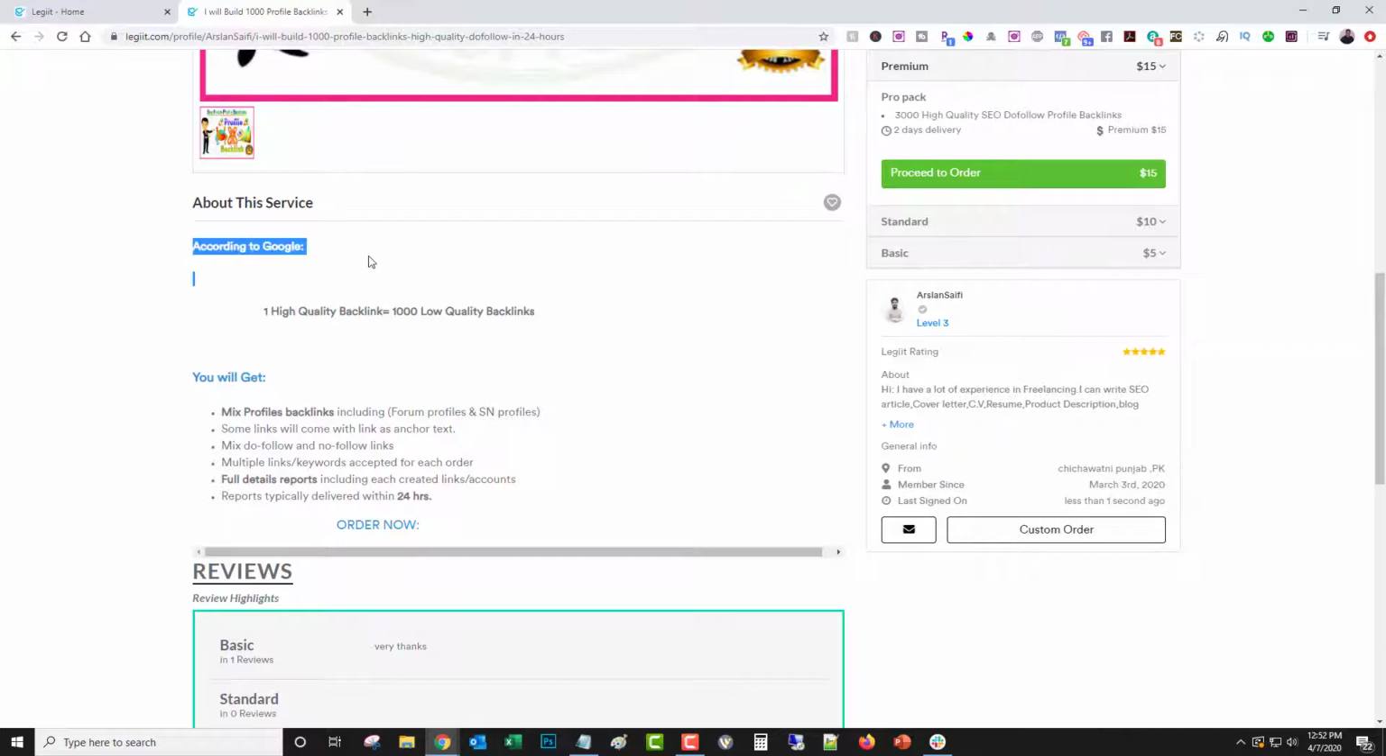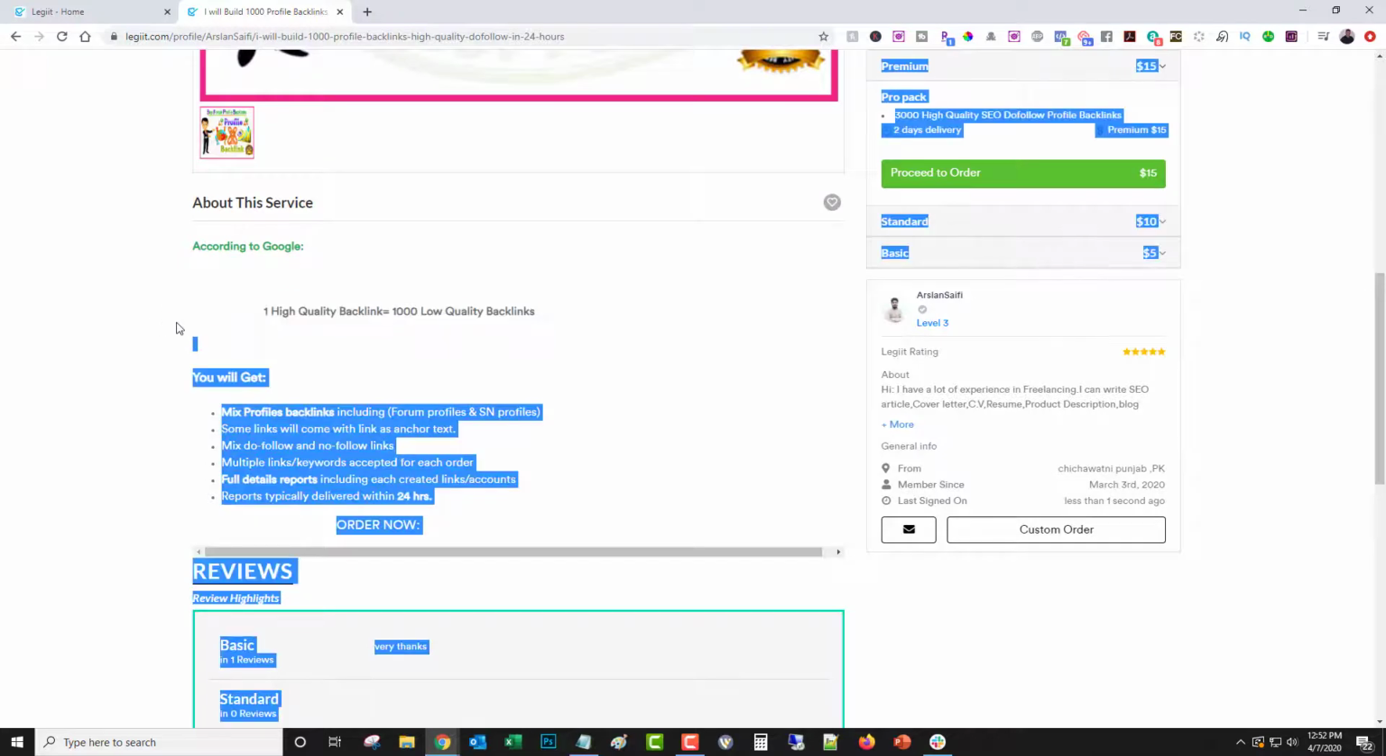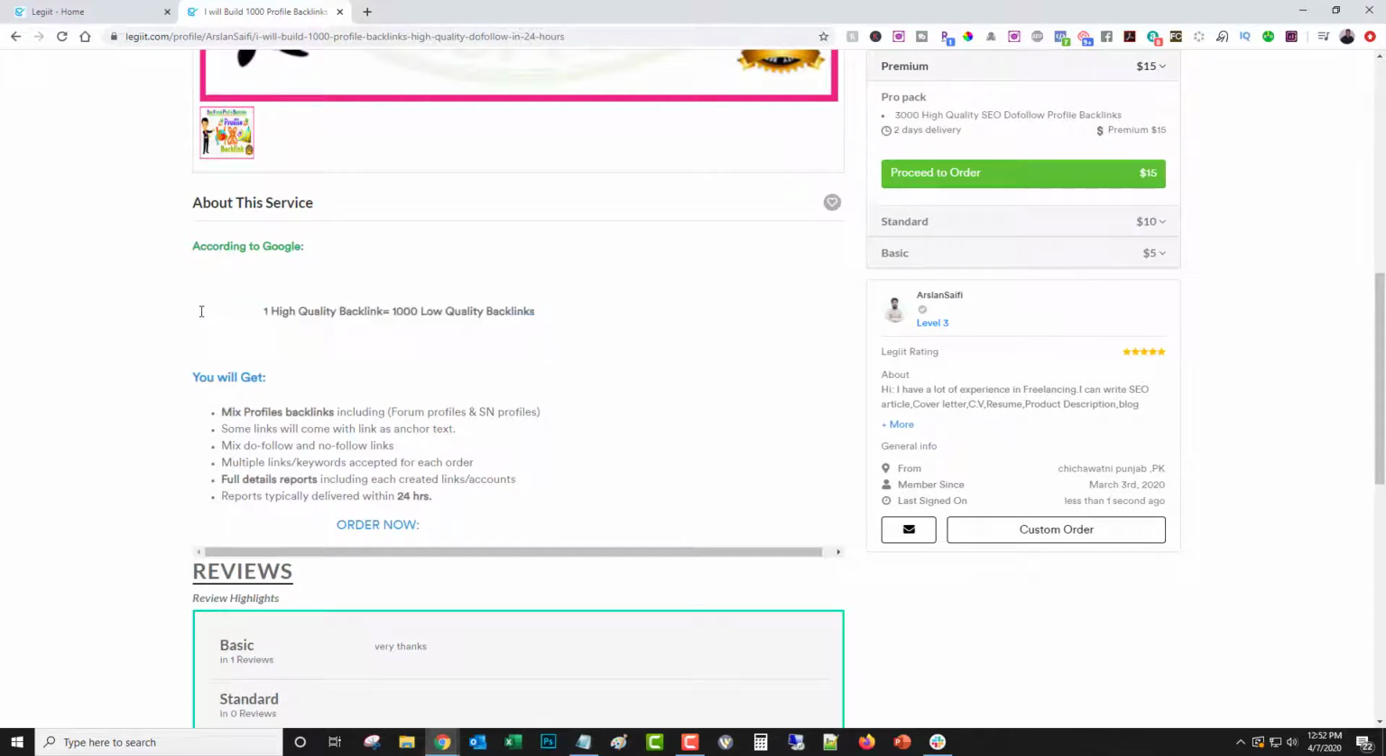All it says is, "According to Google, 1 high-quality backlink equals 1,000 low-quality backlinks." First of all, that's not accurate, but that's beside the point. It doesn't mean a lot if you don't know about SEO, if you don't even know why you need 1 backlink or 1,000 backlinks or anything. There's no story to it. There's no information. Then he just goes right into what you will get.